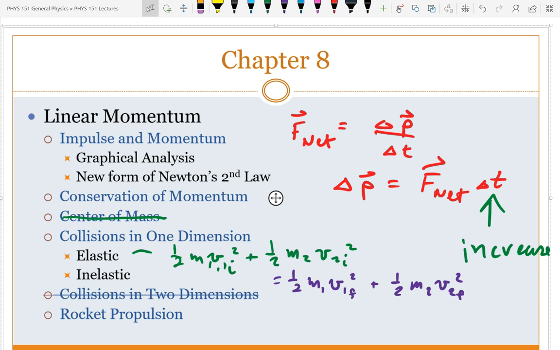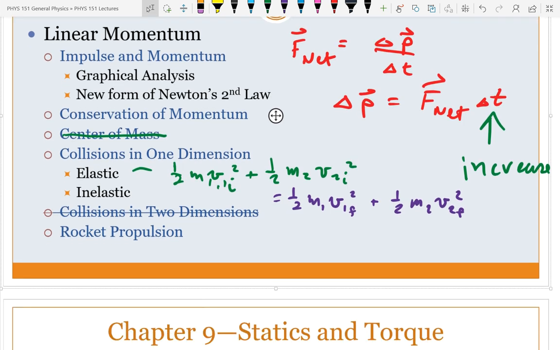So you should be able to go through that work to show that if it's an elastic collision, and like I said, I think it's V1 initial plus V1 final is equal to V2 initial plus V2 final. You should be able to go through and show that that's the case for an elastic collision.